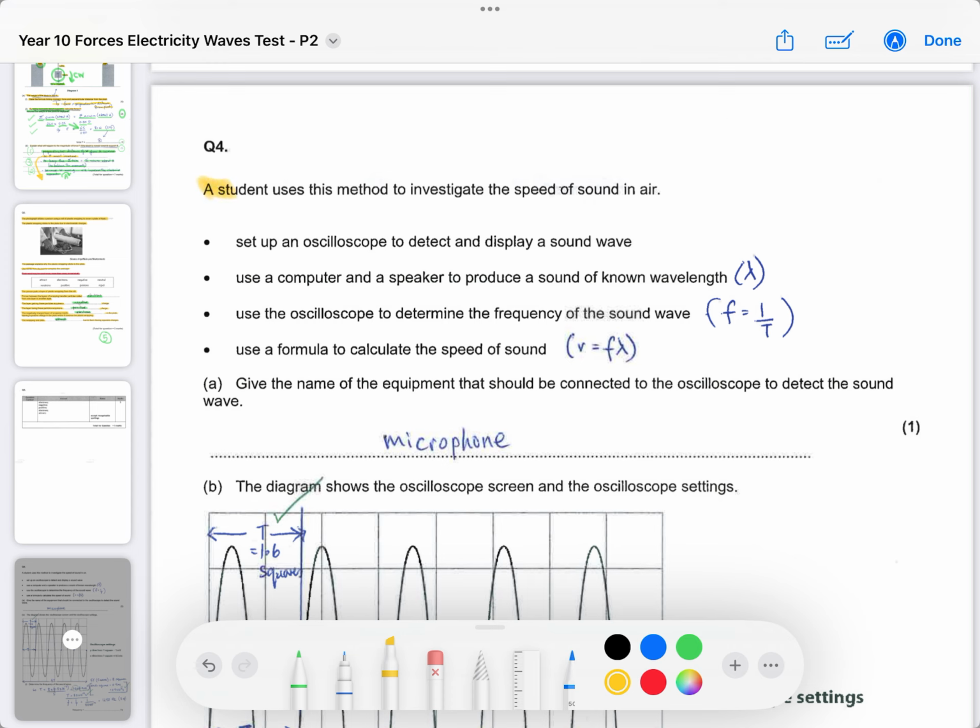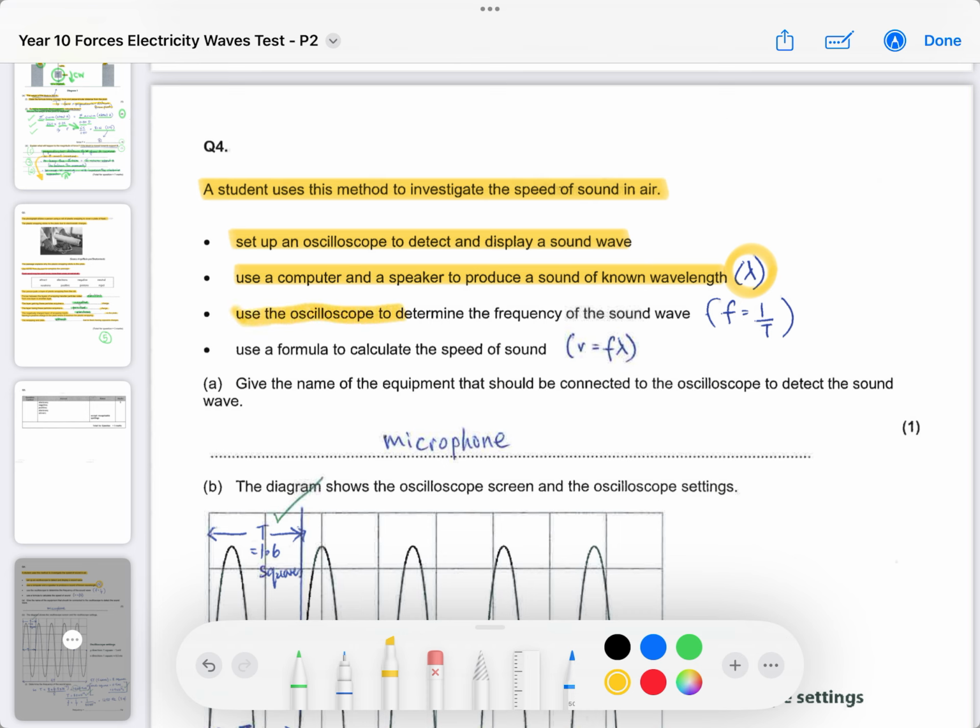Question 4. A student uses this method to investigate the speed of sound in air. He sets up an oscilloscope to detect and display a sound wave. He then uses a computer and a speaker to produce a sound of known wavelength. Okay? The symbol for wavelength is lambda. You need to know that.